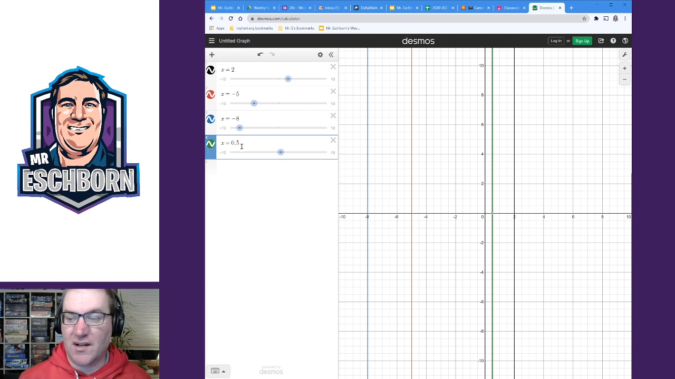So to make a horizontal and vertical line, you only use one variable, x or y, and you set it to be the number that you want it to hit on that axis.